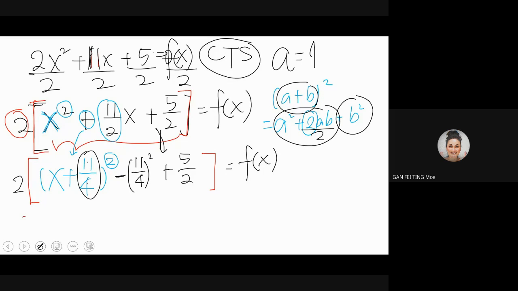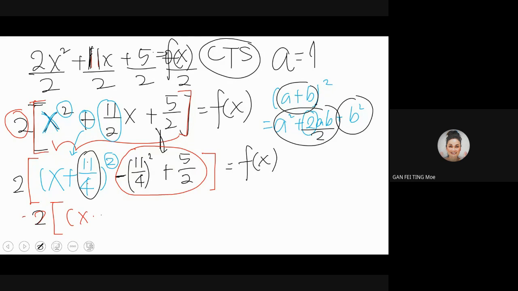So now your work comes in. These are numbers, so you get your calculator very quick. 11 over 4, then you square it, then 5 over 2. You minus the answer. You will get your answer as 2. Okay, this is black color, 2. And this is red color.